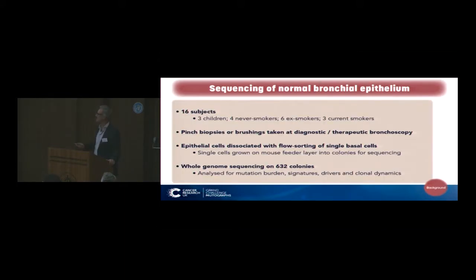So what we did is we took 16 subjects. We had 3 children, 4 never smokers, 6 ex-smokers, and 3 current smokers. As I say, we took pinch biopsies or brushings at diagnostic or therapeutic bronchoscopy, dissociated and sorted single basal cells, grew them into colonies for sequencing, and then did whole genome sequencing on those colonies for all of the things that you see there.